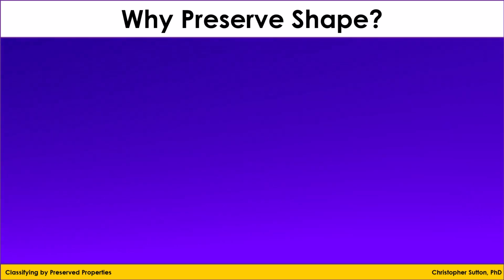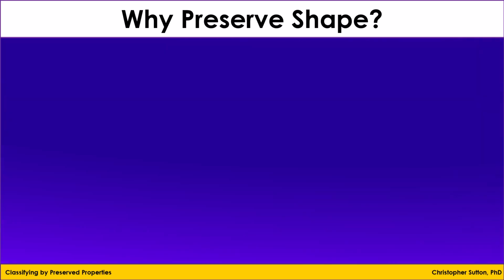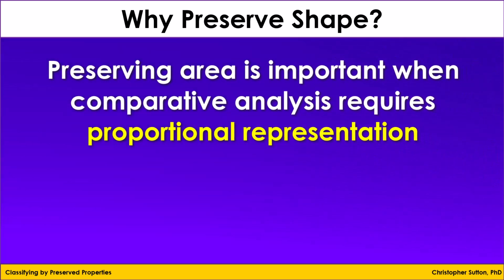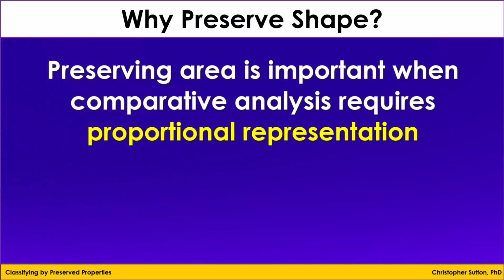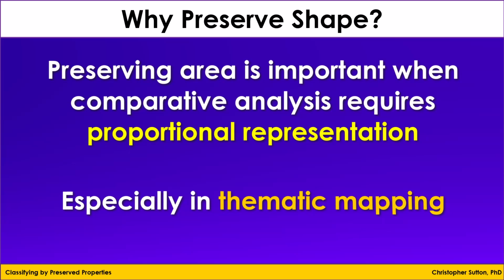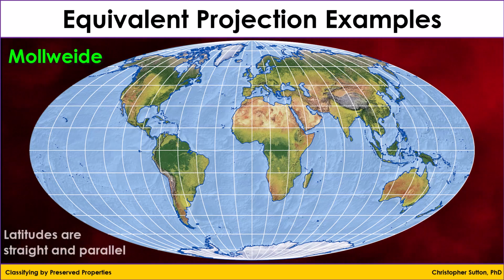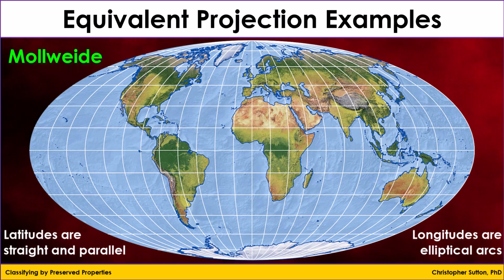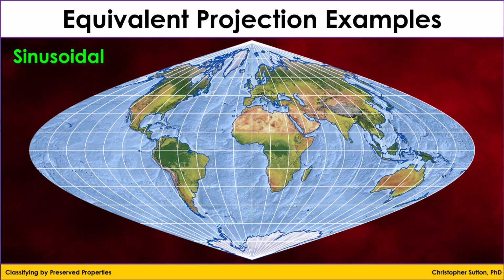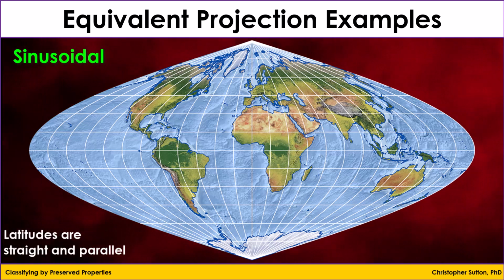Why would we use an equal area projection? In some applications, preserving area is important when comparative analysis requires proportional representation. This is particularly the case in thematic mapping. Examples of equal area projections include the Mollweide projection. Here we see latitude lines as straight and parallel, but longitude lines are elliptical arcs. The sinusoidal projection, which is best used in equatorial regions, like the Mollweide projection, uses straight parallel latitude lines.